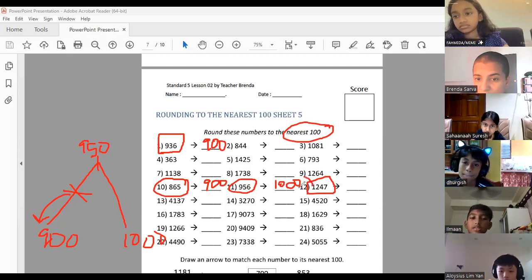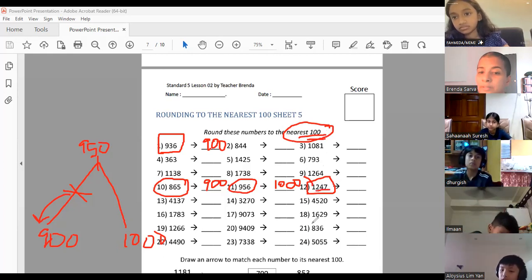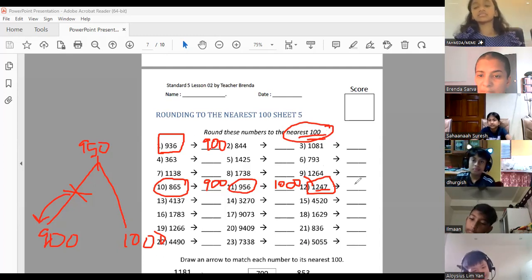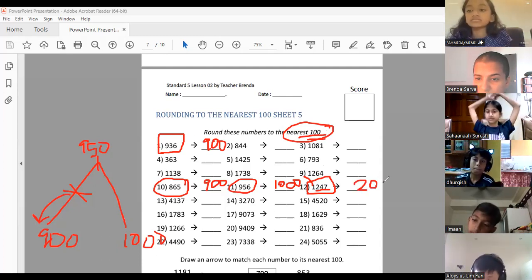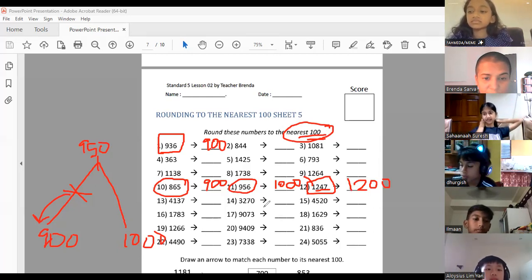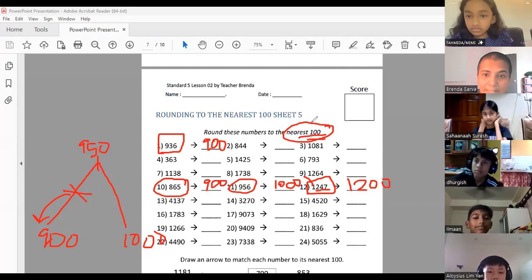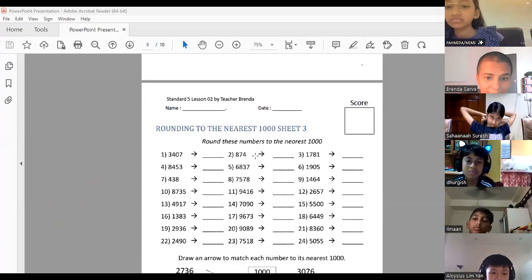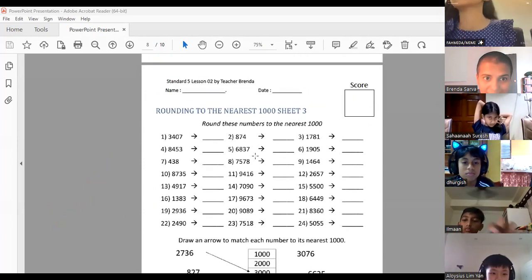What about 1247? Do we need to bother about the 1000? No. We want to round off to the nearest 100, so we just look at the 100. 1200. So 247 becomes 200. Then you just put the 1 there. Okay? So far, so good. That's hundreds. Complete this on your own. Then next would be thousands.